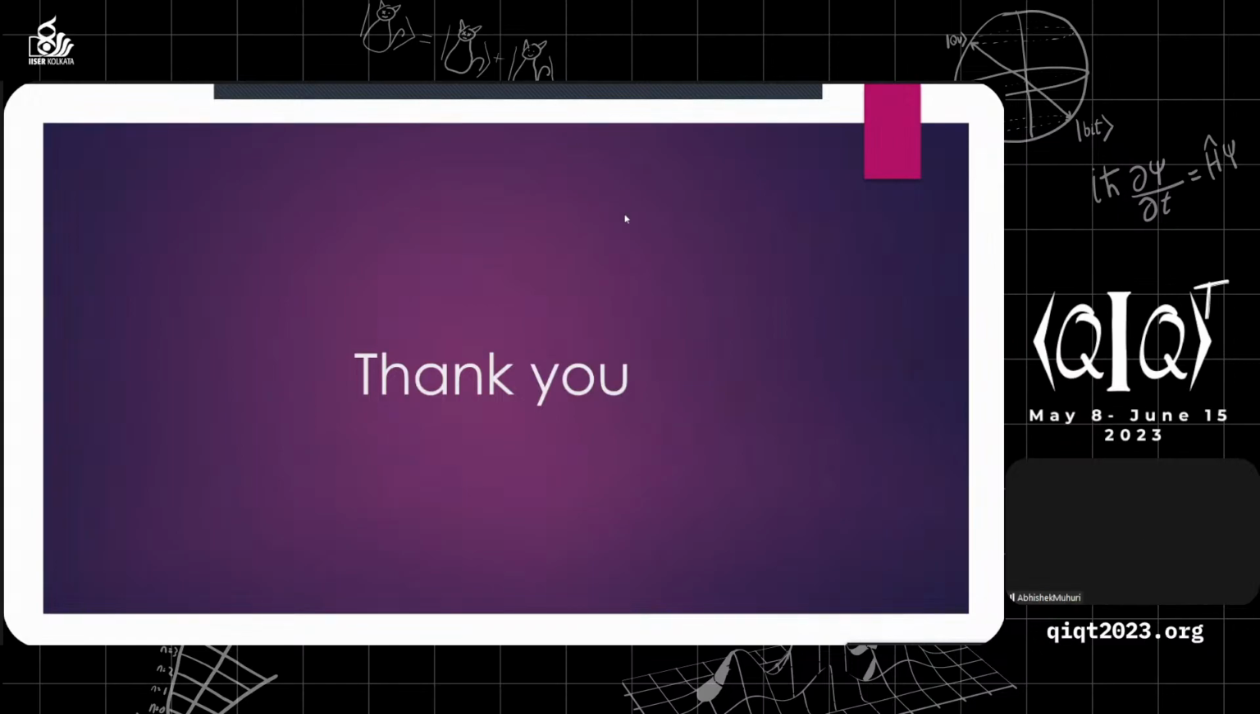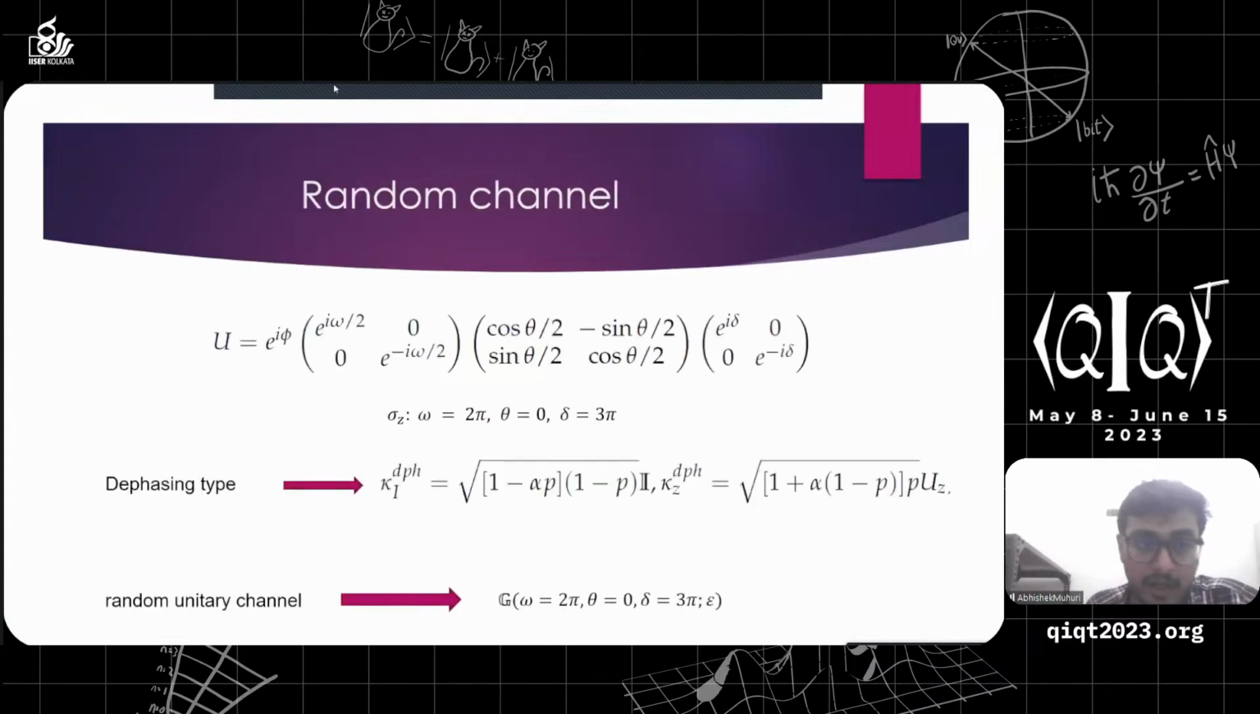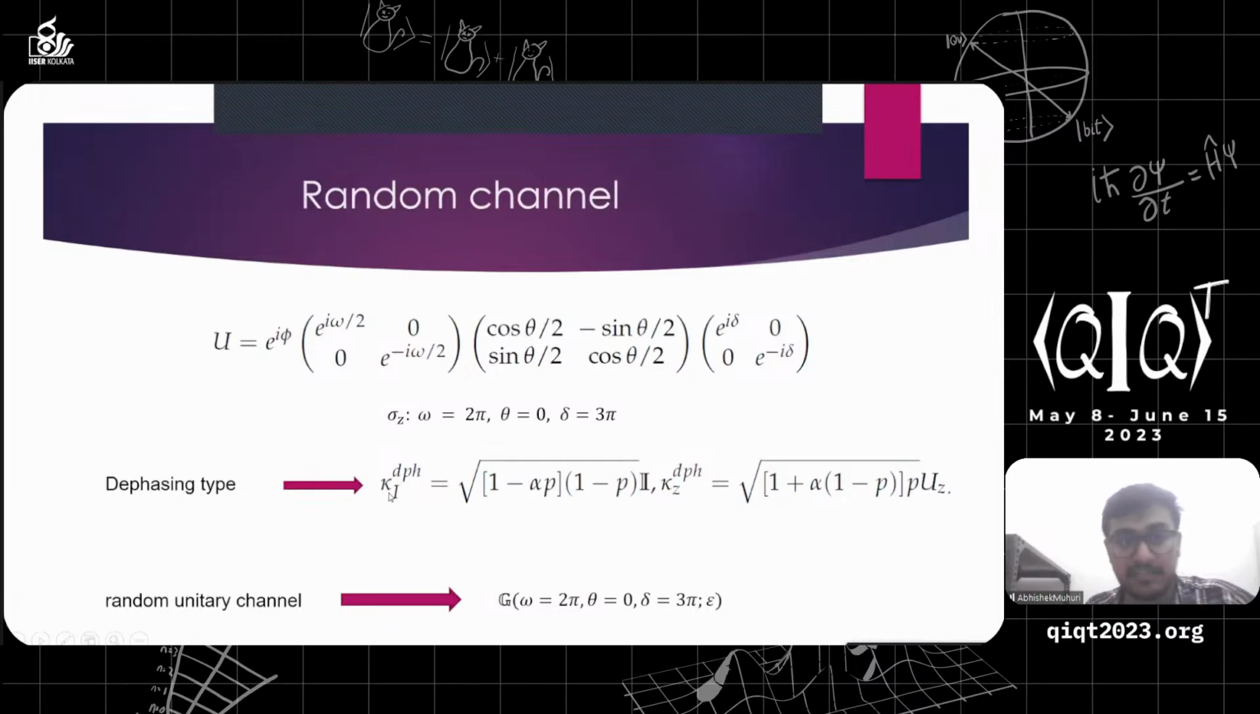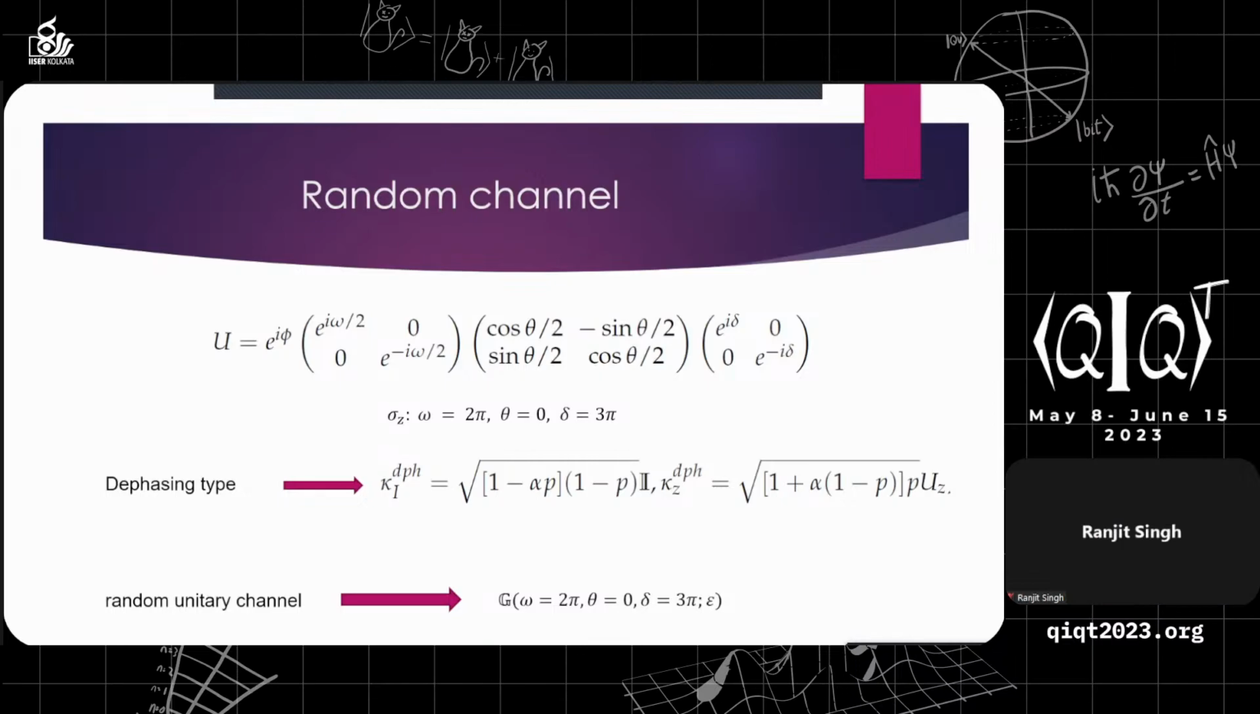One second. Yes, this is randomness in the parameters of the channel. What we have done is that there is the identity and then there is some sigma z for the dephasing noise. We replace this sigma z with some random unitary U, such that this U is very near to sigma z but actually not sigma z. There is some randomness, some deviation from this sigma z. Okay, it's clear. Thank you.